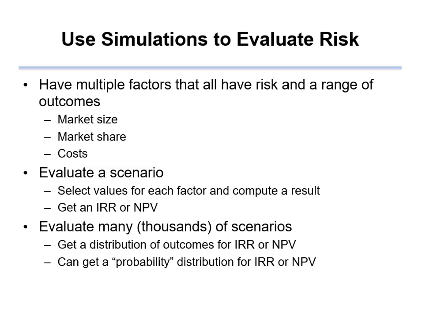And we create a scenario. So for each of these variables, the market size, the market share, and costs, we pick a value in the simulation. And we compute a result. We get an internal rate of return or a net present value for one scenario. Well, now let's try that with a different market size or a different share or different costs. And we can, again, calculate the result of what that would look like and get an internal rate of return or net present value. We can do this over and over thousands of times, and we'll get a distribution.